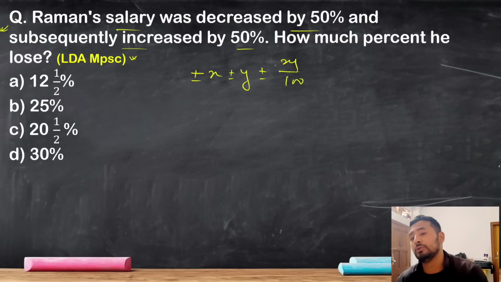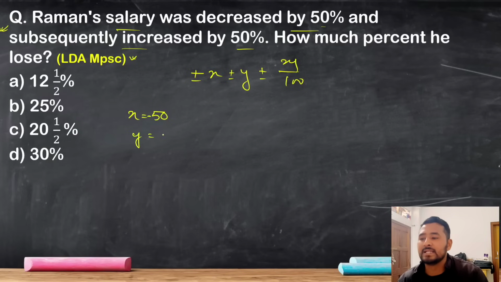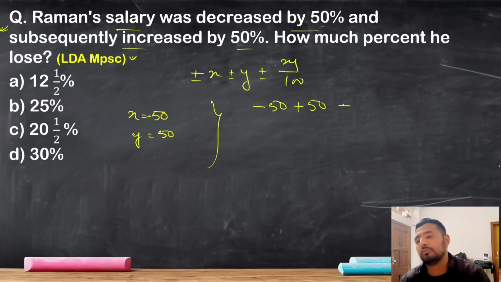So what I want you to do is to find out x. First, decrease by 100, so our x is how much? 50%. Decrease means minus 50. Okay, then y is an increase, so it will be how much? Y is plus 50. Okay, now put in the formula, you get the answer. Our x is minus 50 plus y is plus 50 plus minus, you will get minus.